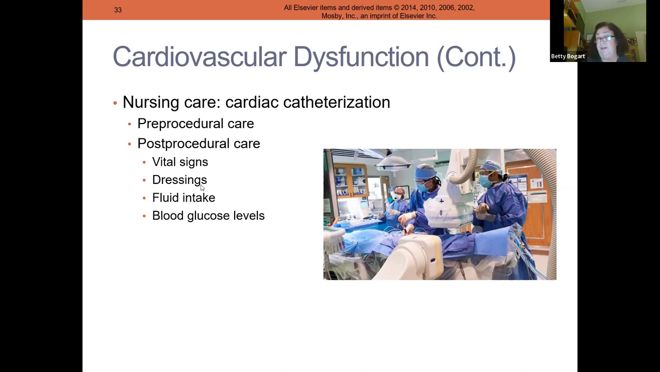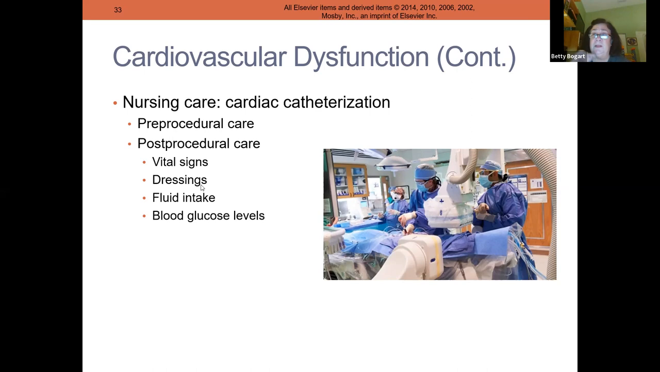Now, this child is put back on a stretcher or in the bed and brought to your area. Your first priority: check that dressing. Remember, those vessels are huge and this child can bleed out in minutes. So the first thing, before vital signs, before anything, I'm going to look at that dressing.